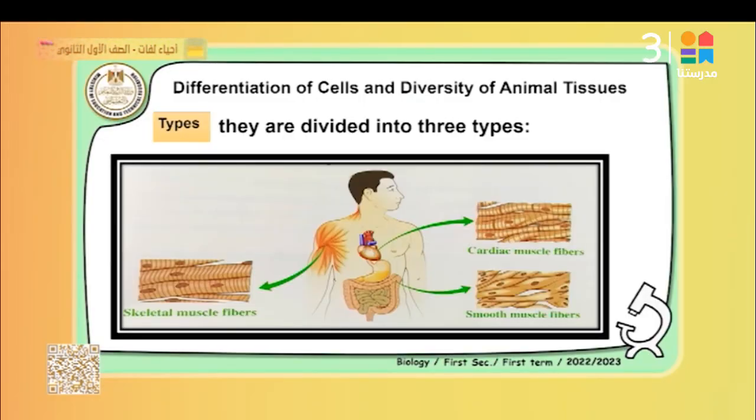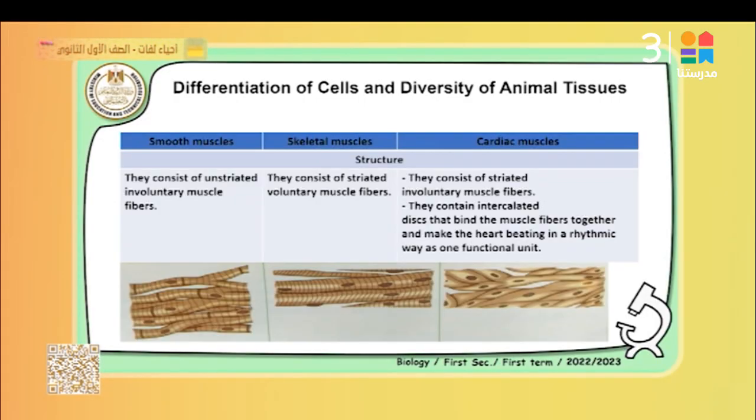Okay? That's right. Skeletal muscle fibers, cardiac muscle fibers, and smooth muscle fibers. Smooth muscle fibers consist of unstriated involuntary muscle fibers. This appears in the figures in front of you on the screens. Another type, skeletal muscles, consist of striated voluntary muscle fibers found in the upper limb and lower limb, with the ability to contract and relax.